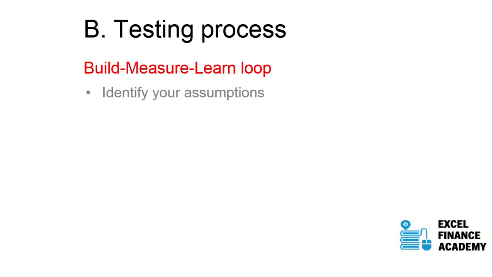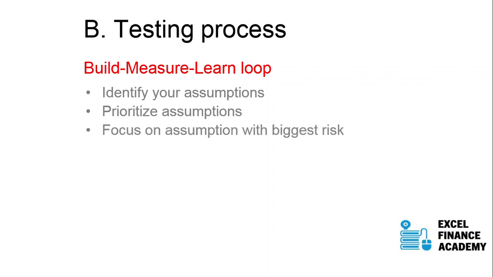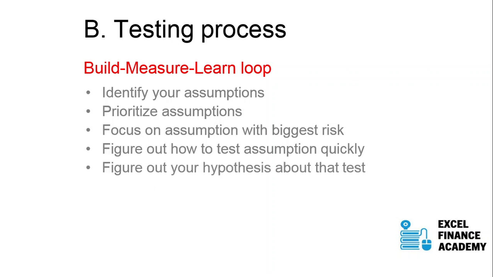First we identify the assumptions, then we prioritize them: which assumptions are critical for us, and which are not so critical. Then we focus on the assumptions which pose a very big risk, and figure out how to test them quickly. We form a hypothesis about the test, how they should actually respond, because we need to provide a benchmark to compare with when we are measuring the results.